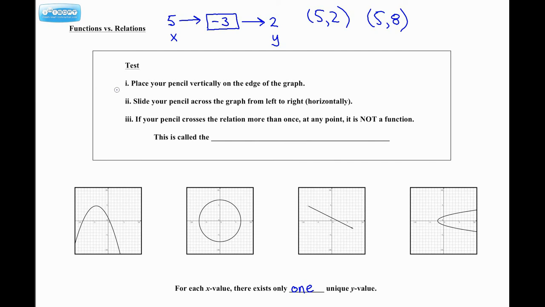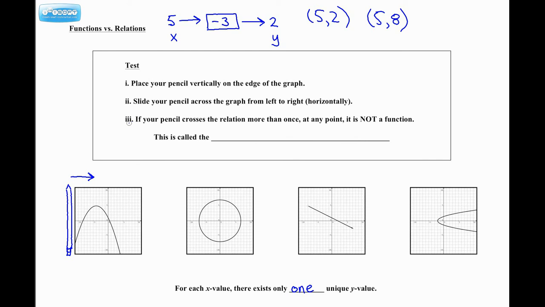So here's how we test. Place your pencil vertically on the edge of the graph. So for example, here's your pencil, the tip, and there's your eraser. Just place it like that on the left vertically. That's step 1. That was pretty easy. Now step 2. Slide, do it slowly, slide your pencil across the graph from left to right. So keep the pencil vertical, and you're just going to slide it this way until you get to the end. That's step 2. Pretty easy.